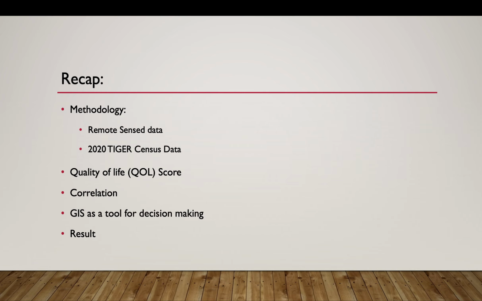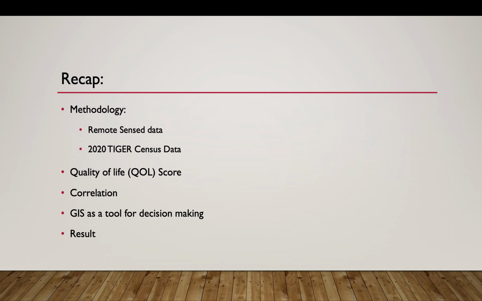And so, to recap, the methodology that was used in this paper about quality of life to develop the quality of life score was, first, we had remote sensing data, which were pictures, and then second, on the other side, we had the census data. Once we have those remote sensing images and census data, we can join them in a workflow that lets us discover insight and correlation about the data.